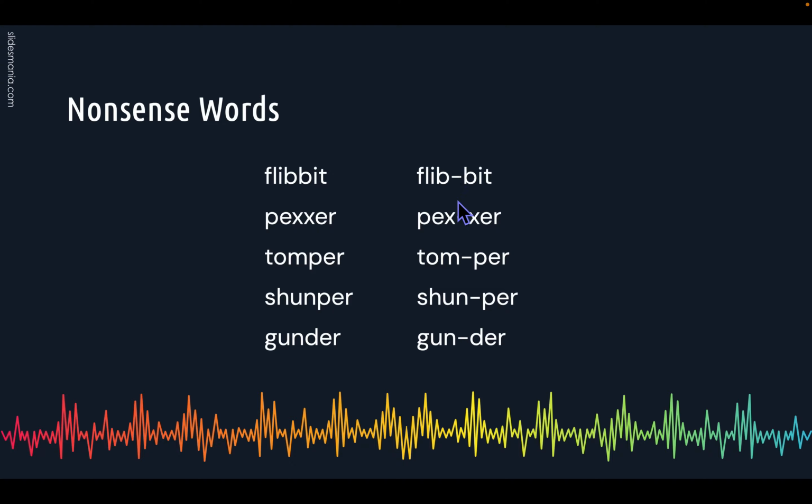All right, we're going to split between the 2 consonants. All these vowels in the middle of a syllable are going to use their short sound. So we have flibbit, pexer, tomper, shunper, and gunder. S and H stay together because they are 2 letters that make one sound.